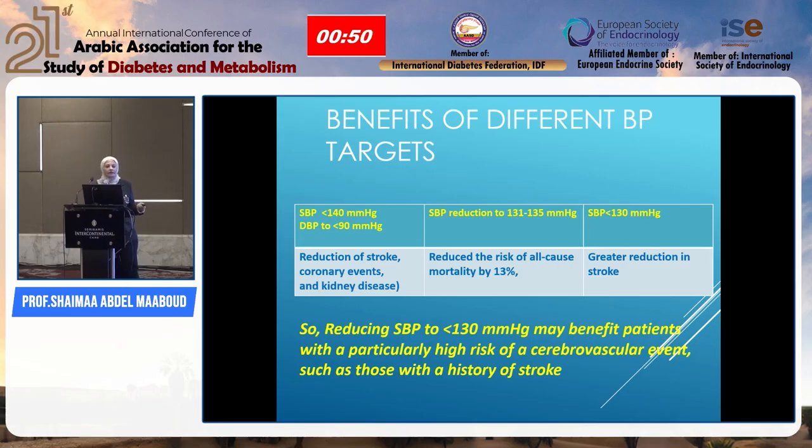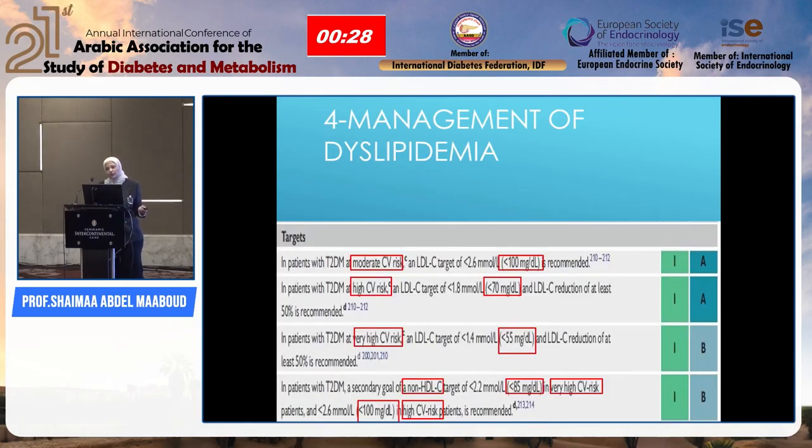And for another patient, the benefit of different blood pressure targets: systolic blood pressure less than 140 or diastolic blood pressure less than 90 reduces stroke, coronary events, and kidney disease. Systolic blood pressure from 131 to 135 reduced the risk of all-cause mortality by 13%. Systolic blood pressure less than 130 gives a greater reduction in stroke.